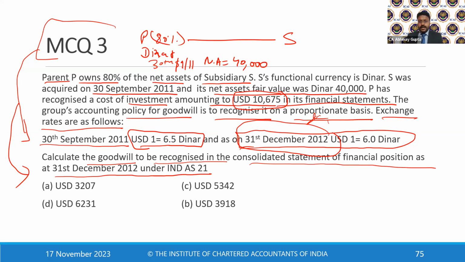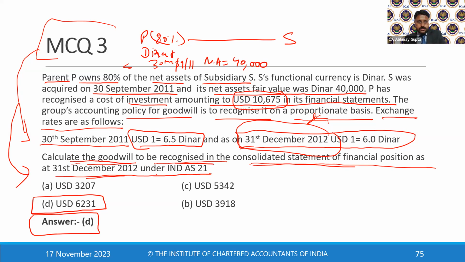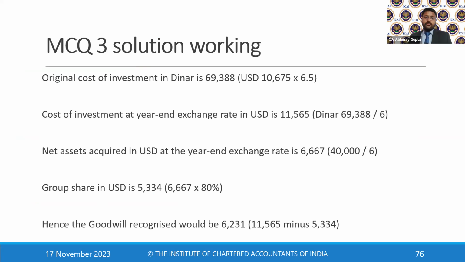Okay, I hope you must have tried and come up with the answer. So let's see what is the correct answer. The answer is option D. USD 6231 is the correct answer. What we were expected to do was calculate the goodwill to be recognized in the consolidated financial statements as on 31st December 2012. Now let's see how this calculation must have been done for answering this MCQ.